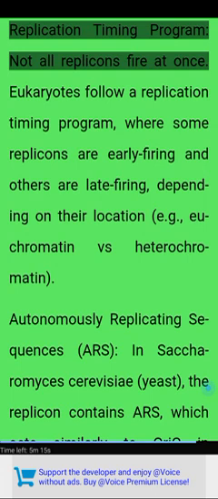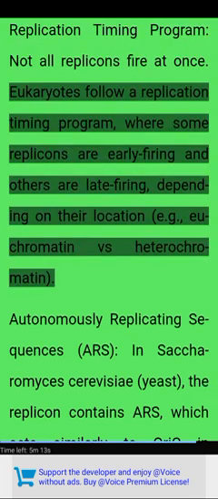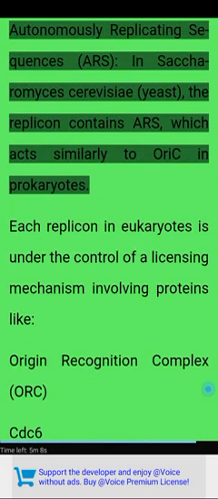Replication timing program. Not all replicons fire at once. Eukaryotes follow a replication timing program, where some replicons are early firing and others are late firing, depending on their location, e.g., euchromatin versus heterochromatin. Autonomously replicating sequences, ARSs, in Saccharomyces cerevisiae, yeast. The replicon contains ARS, which acts similarly to oriC in prokaryotes.